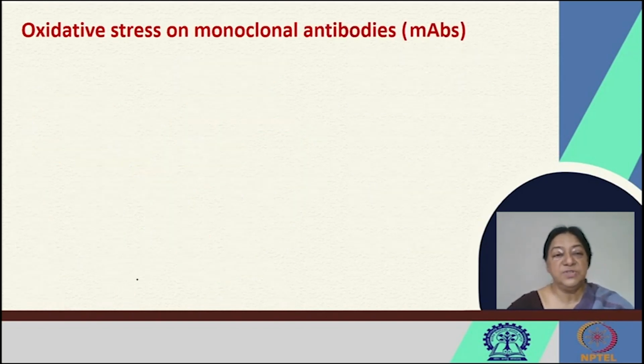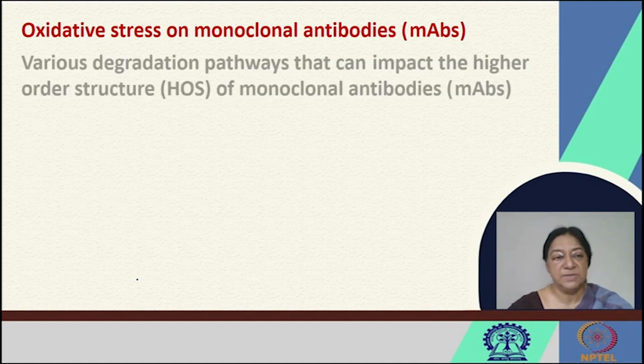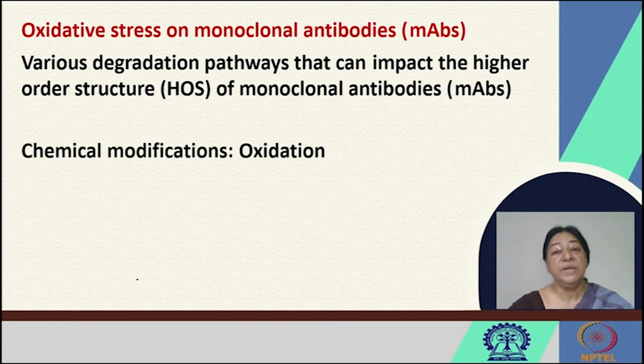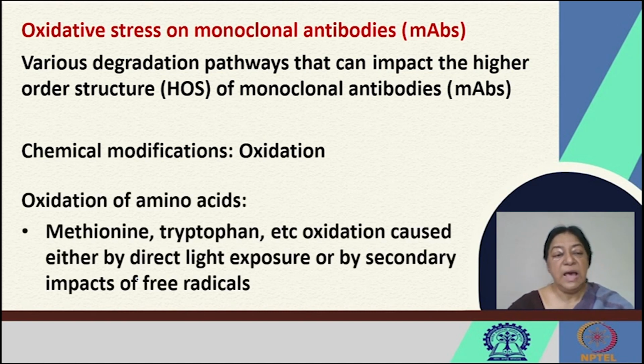So the oxidative stress now on monoclonal antibodies is another important factor. There are various degradation pathways, as we saw, that can impact the higher order structure of monoclonal antibodies. We had seen the structure of antibodies previously and how they are important in antibody-antigen interactions. So chemical modifications in terms of oxidation may be possible, and we looked at the oxidation of specific amino acids.